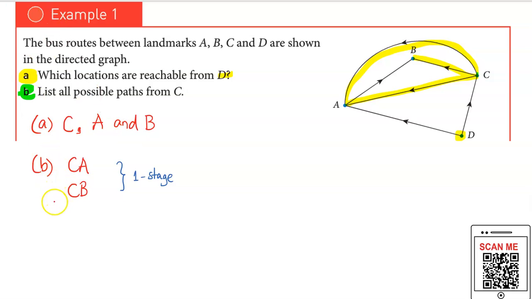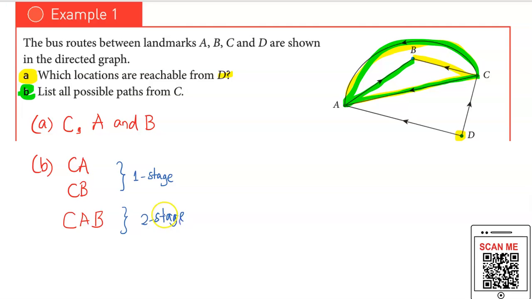So, can I still go anywhere from C? I can go to B. By how? C, A, B. This one is a two-stage pathway. Do you still find any possible answer? So that is the answer for this example 1.